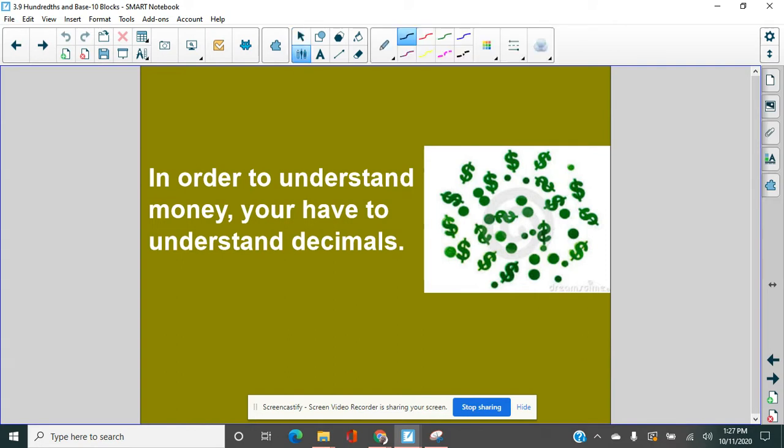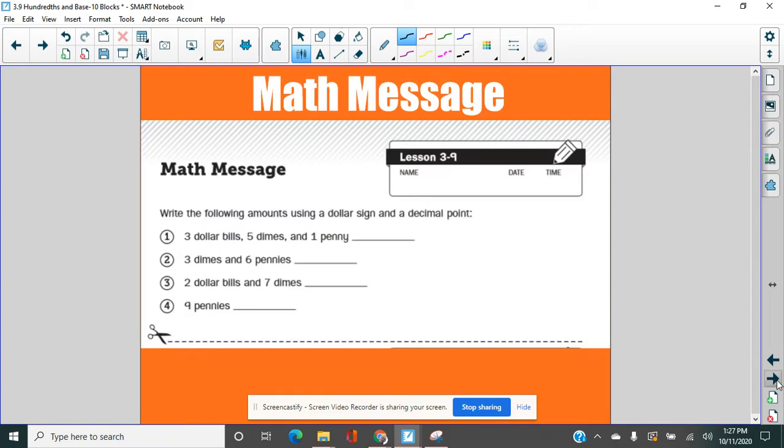But in order to understand money, you have to understand decimals. And remember, we started talking about yesterday numbers like this, right? 7/10 and 1 and 2 tenths, because this is the tenths place. We still have the ones place, right? It didn't go away. The ones place is still there. But now we have places that are even smaller than the ones place. So let's take a look at this math message.